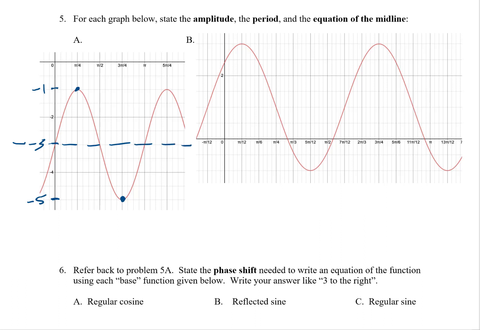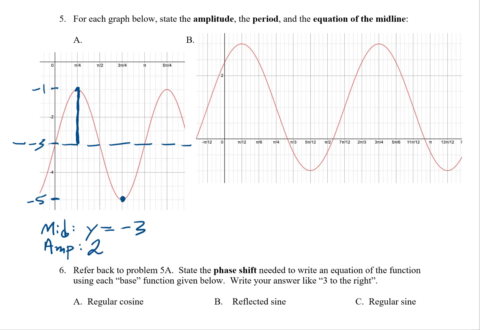If you wanted to use the formula, the midline was the one where you average the two numbers. So -1 plus -5 is -6. Cut that in half and you get -3. So the midline is definitely y equals -3. The amplitude will be the distance from that midline up to the top or bottom. So it's this distance right here, and you can tell that that would be 2 units upward. So the amplitude would be 2.